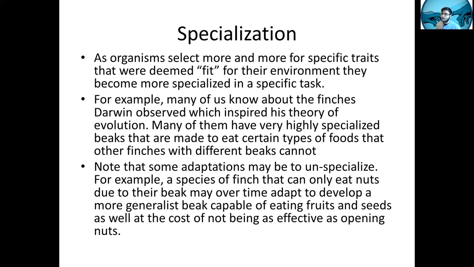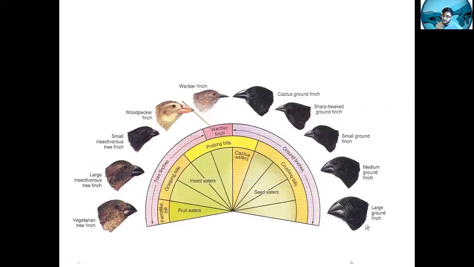Over time, many of the finches that only eat nuts will die off because they don't have enough food, whereas the ones that develop more generalized beaks will be able to get some fruit and some seeds as well, and they won't die off and they'll reproduce more often. And that trait will be more selected for. Okay. This is an example of the finches.